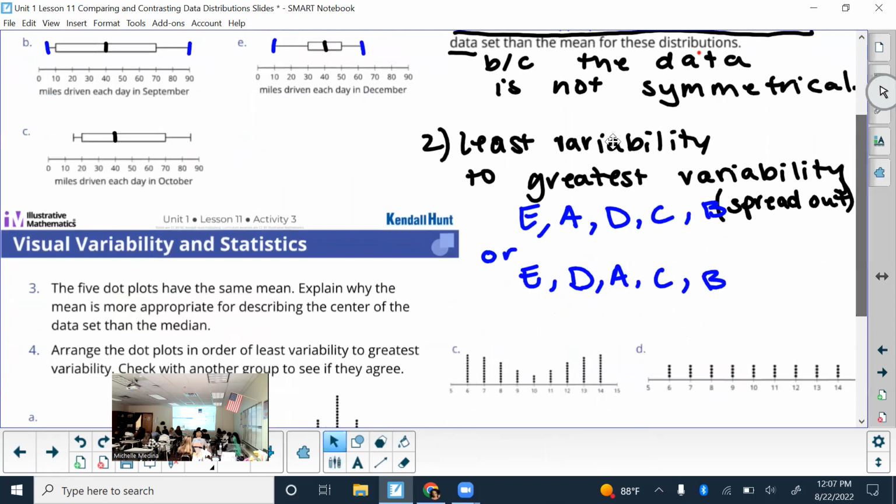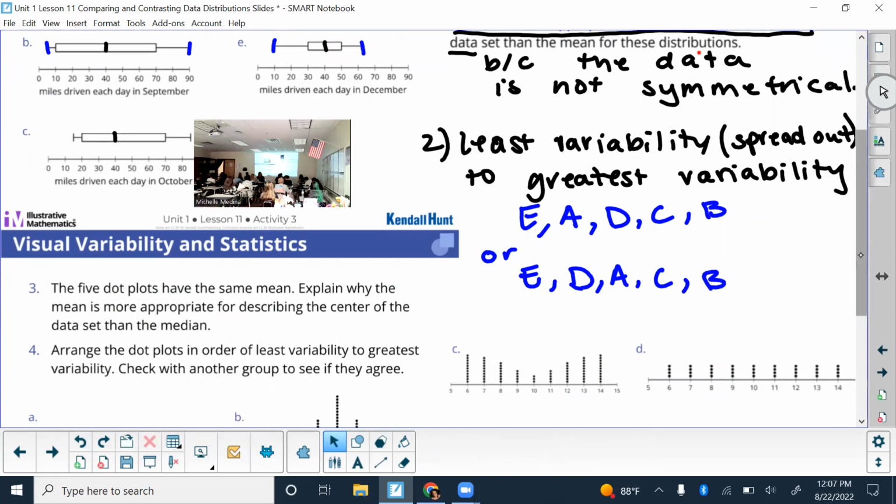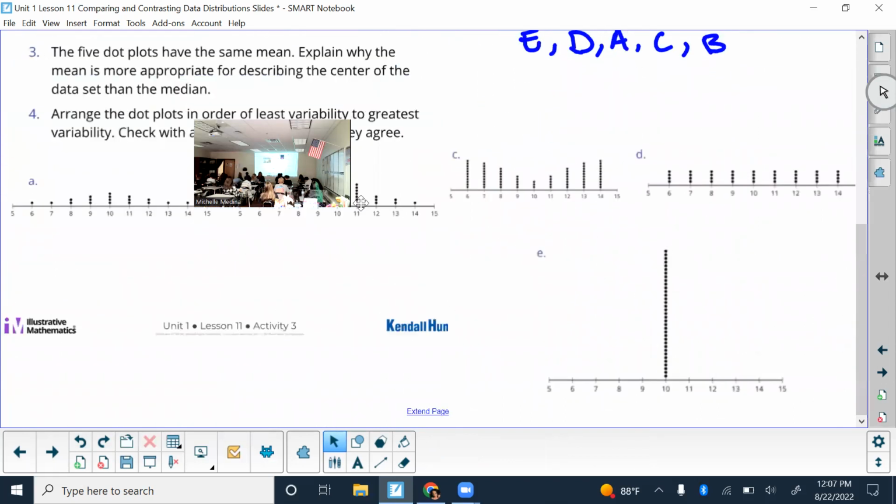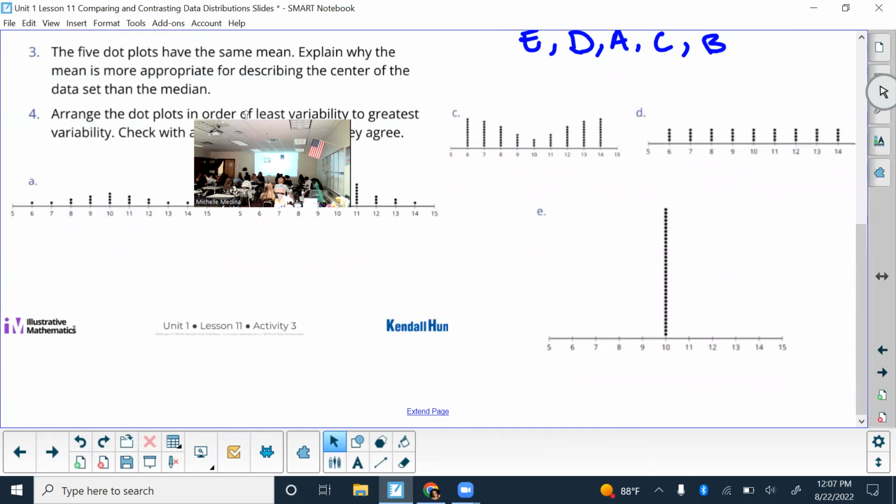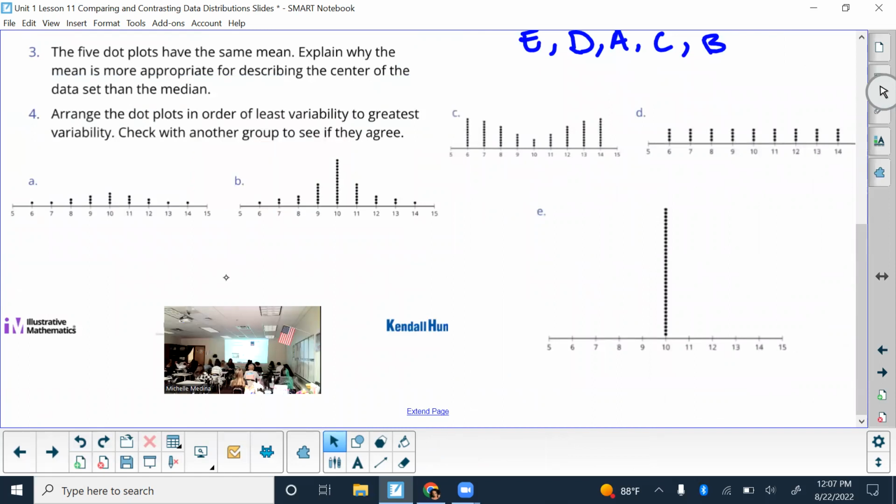All right, now we're on the third question, and we're talking about dot plots this time. So we have these 5 dot plots that all have the same mean. Look at them. What's the mean of all the dot plots? Anyone know? So if you said 10, then you're correct. It's the mean of all the dot plots. Do you know why?